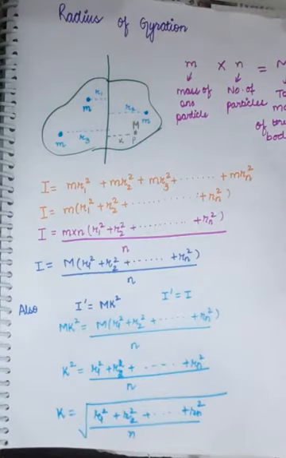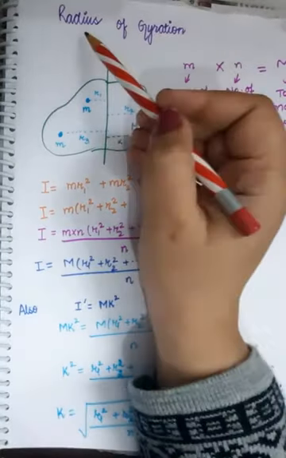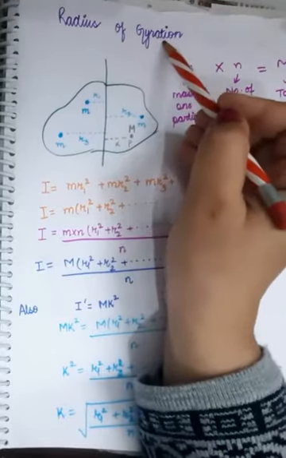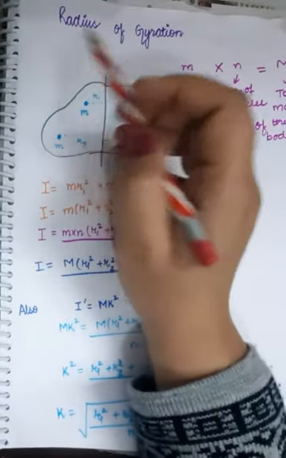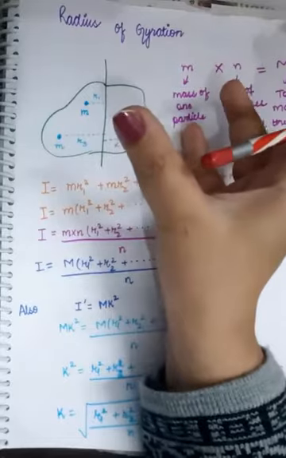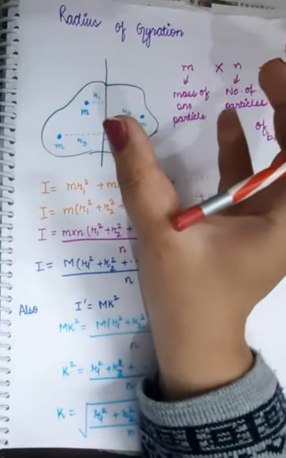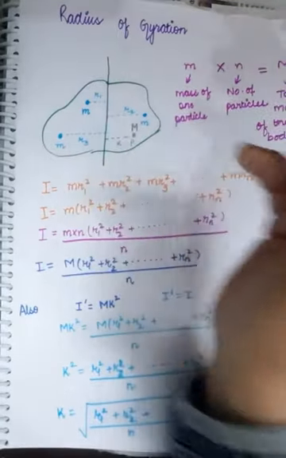Hello students, in this video we are going to discuss radius of gyration. It is a term which is used in rotational motion. Let's have a description about this term.